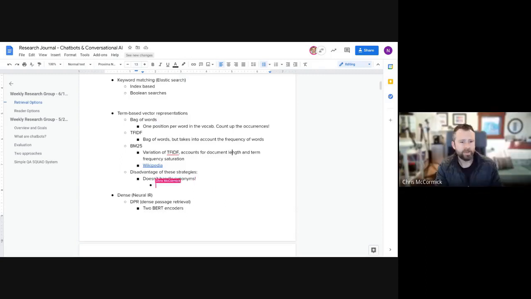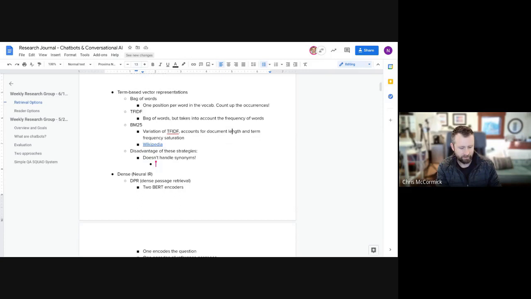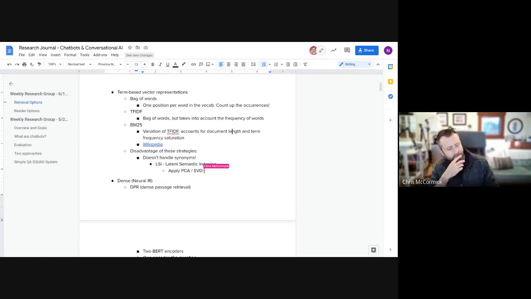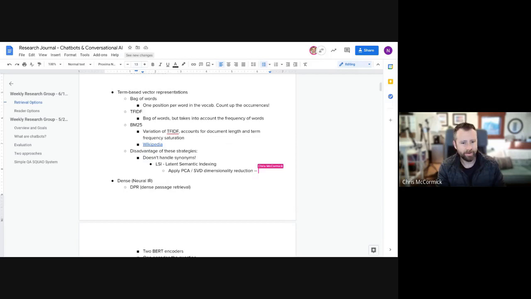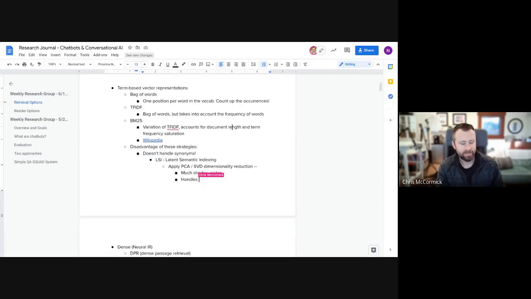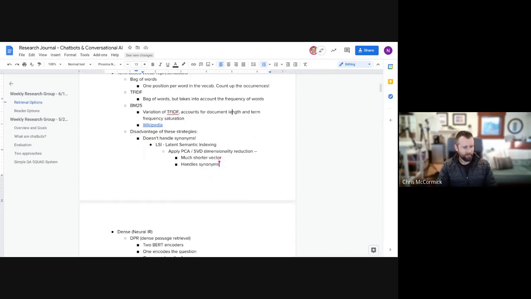Yeah. And then the other thing I was thinking about is, I know we have a tutorial on LSI, where basically you do PCA, dimensionality reduction. I'm forgetting the terminology. I have also not thought about LSI for probably a good 2 years. Right. So you end up with a much shorter vector, and then it handles synonyms because it's making linear combinations of the components of the bag of words or TF-IDF vectors.